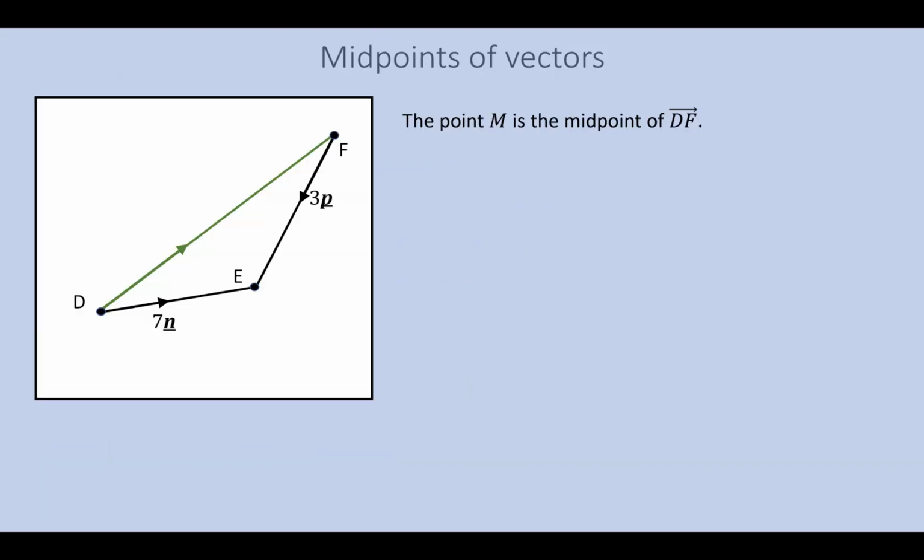When we have the pathway, then we can use that to find the midpoint. Midpoint means half of that path. Half of what you get will be the midpoint.